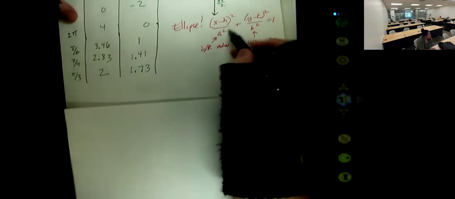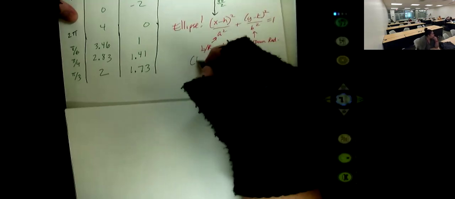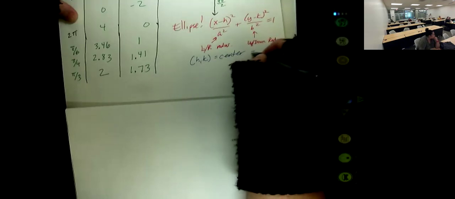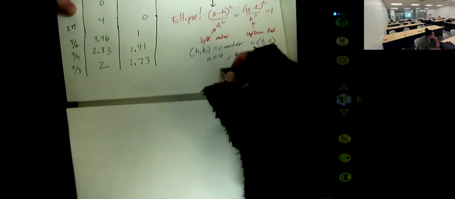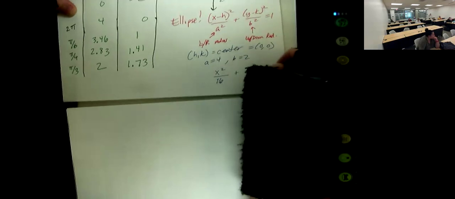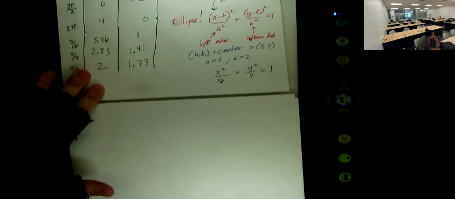If we do it right, the left-right is 4. h, k is still the center. On an ellipse, it's the center. So the center here is 0, 0 on our ellipse. And it's looking like a is 4 and b is 2. We should get x squared over 4 squared, which is 16, plus y squared over 4 equals 1. That's what we should end up with if we do this right, if my graph that I plotted is correct.